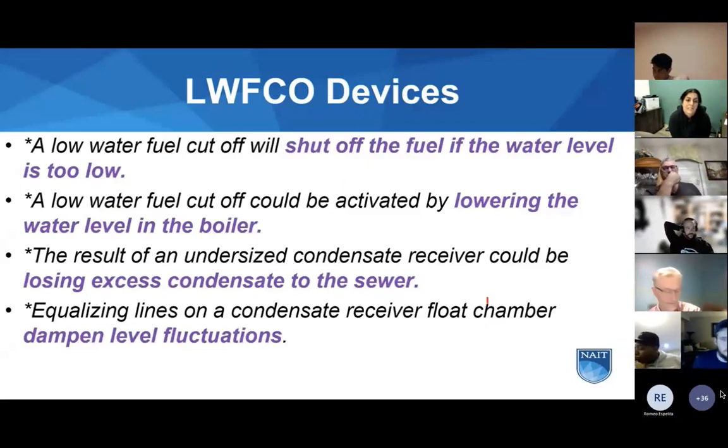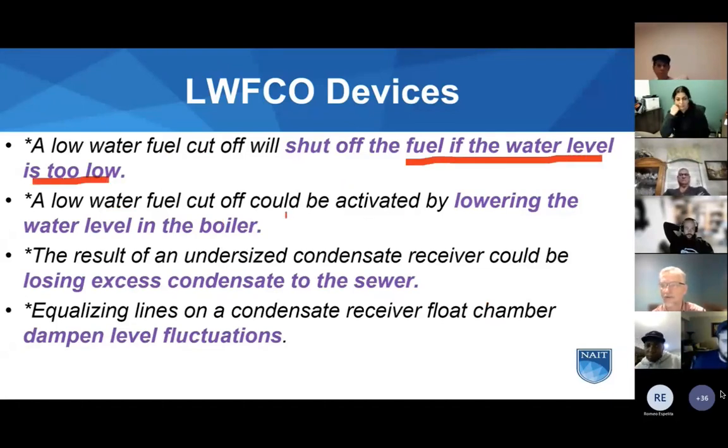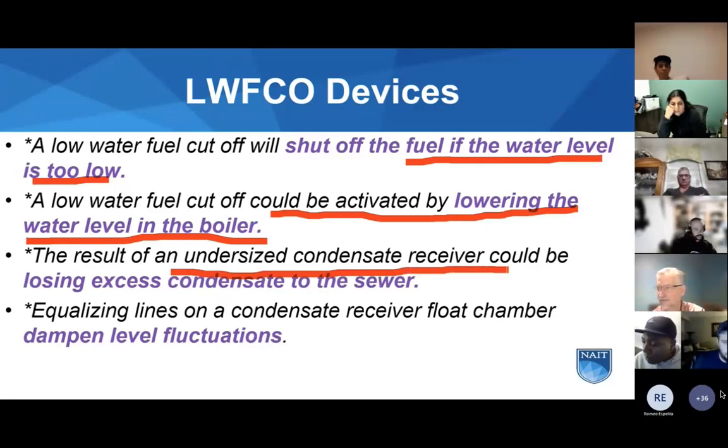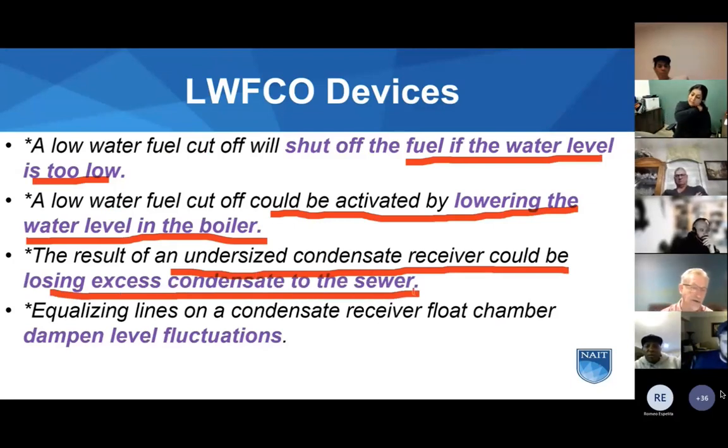A little review of chapter 7. Long chapter, longest chapter. Low water fuel cutoff will shut off the fuel if the water level is too low. Low water fuel cutoff could be activated or tested by lowering the water level in the boiler or simulating a lower water level in the boiler. Result of undersized condensate receivers could mean that we lose the condensate to the sewer. Not a great thing.